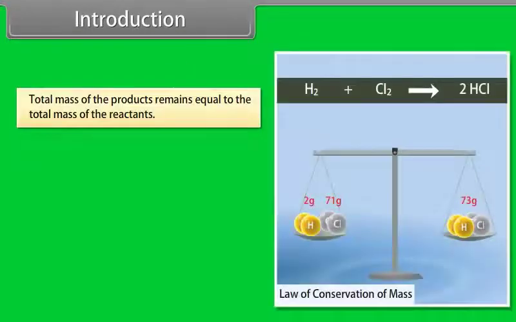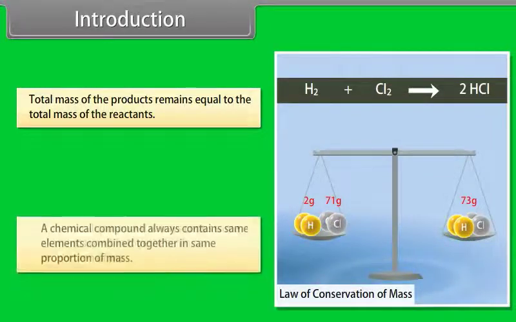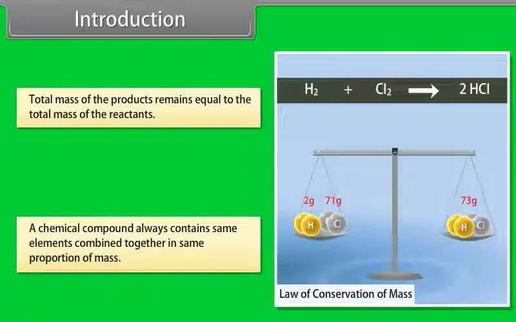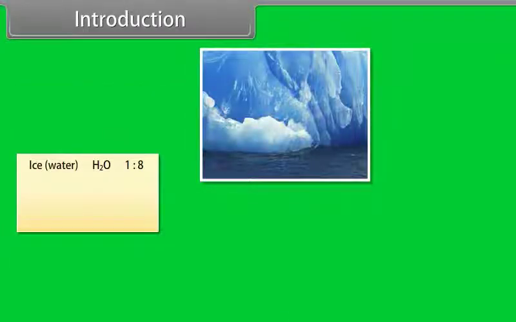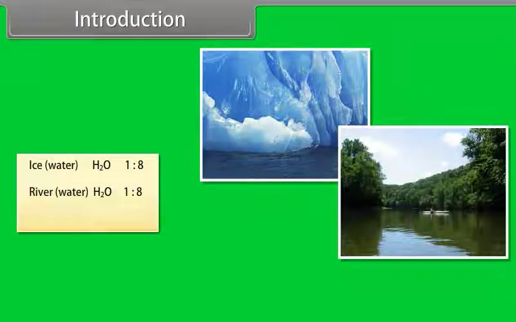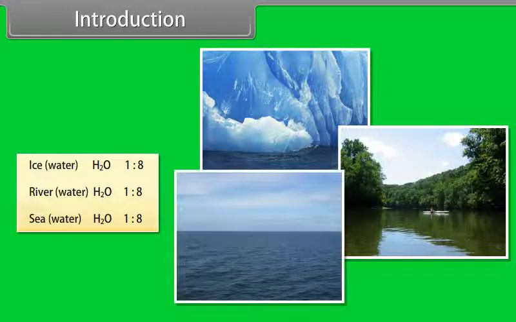Total mass of the products remains equal to the total mass of the reactants. H2 plus Cl2 gives 2HCl. A chemical compound always contains the same elements combined together in the same proportion of mass. Ice H2O 1:8, river H2O 1:8, sea H2O 1:8.